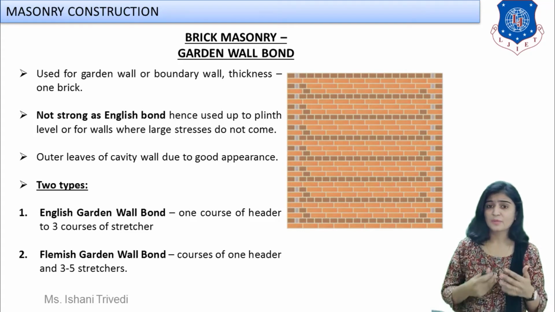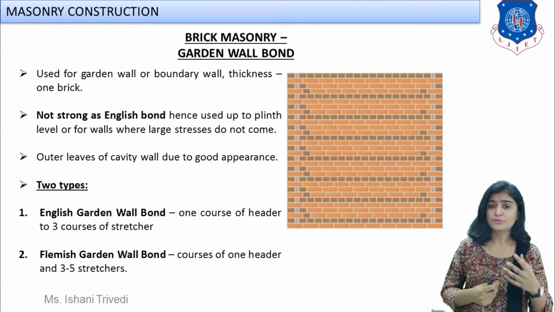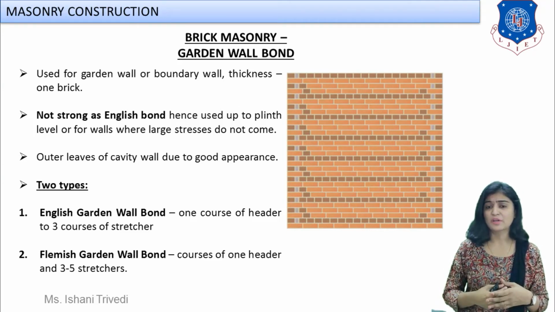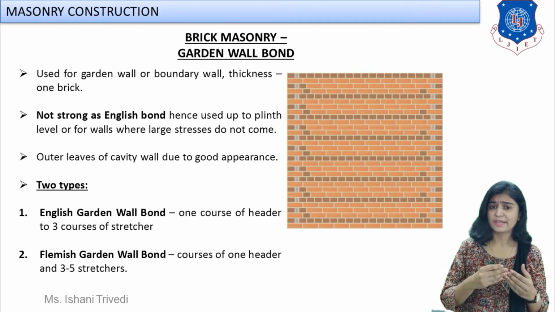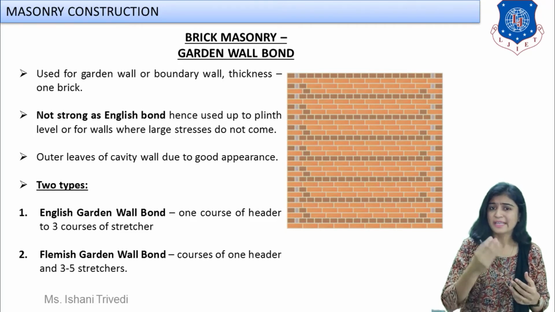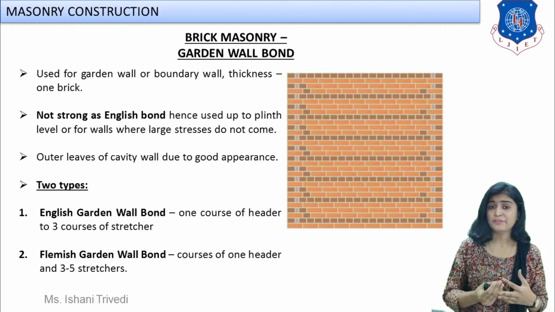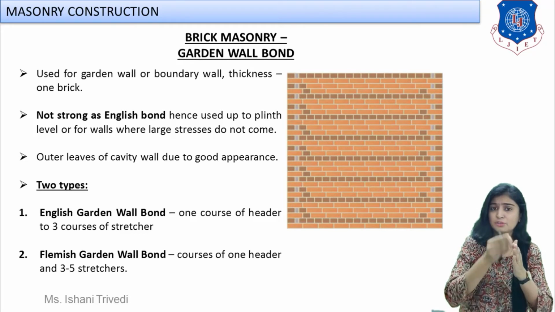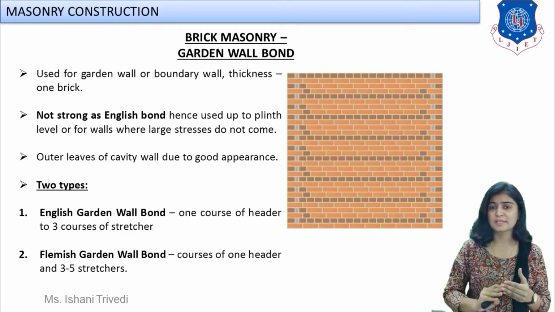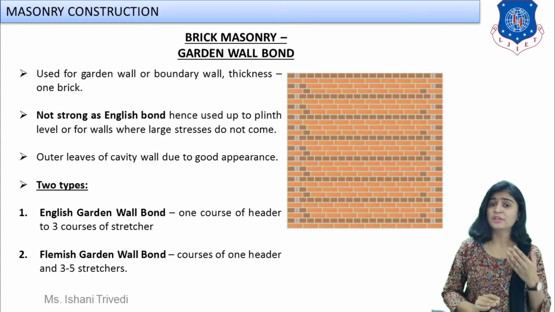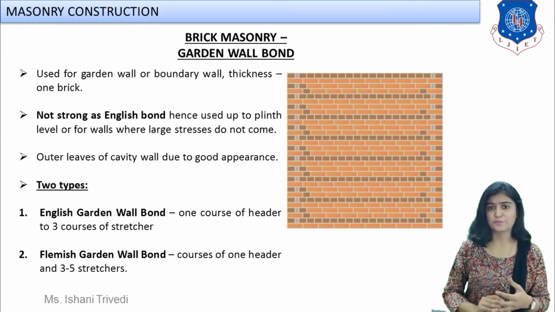Now, garden wall bond will again be of 2 different types. It will have garden wall English bond and garden wall Flemish bond. Okay, so if I want to provide one course of header to 3 courses of stretcher, then it is garden wall English bond. And if I am providing one header to 3 to 5 stretchers in one single course itself, then it is going to be your garden wall Flemish bond, correct?